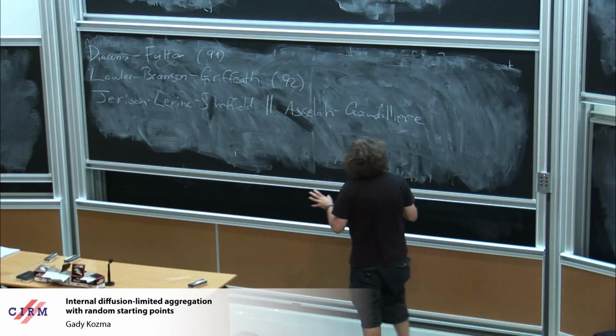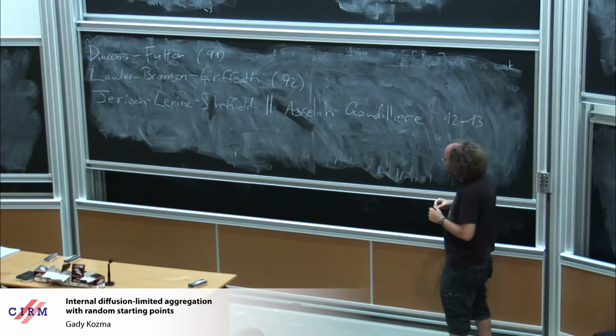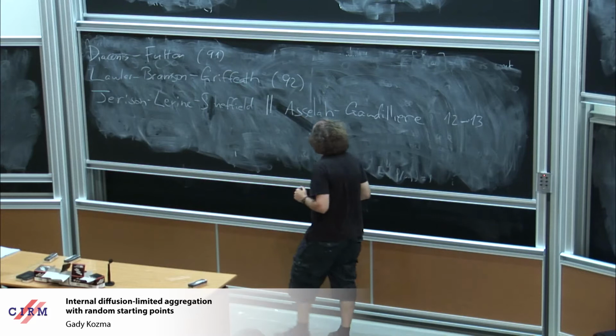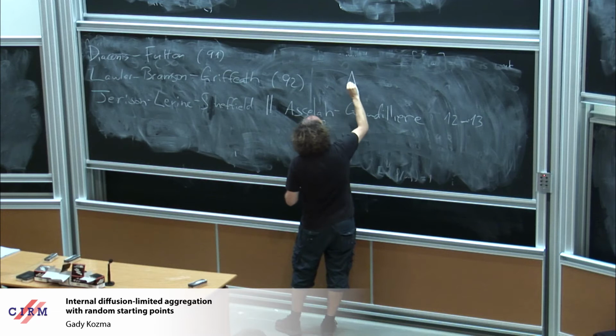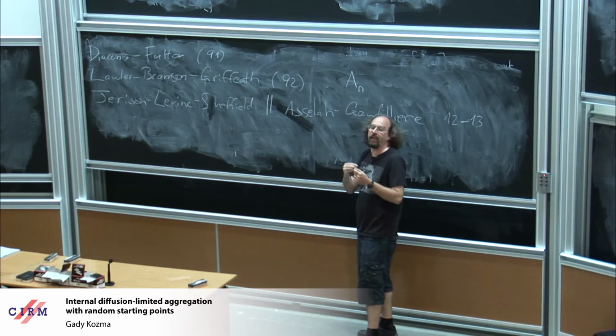Good. And this is all pretty recent work, like 2012, 2013, various papers where they did two-dimensional, three-dimensional, and so on. Let me not go deeply. But the point is that what Lawler, Bramson, and Griffeath showed is that if you look at, let A_n be the set of empty space, of eaten cookies, if you like, after n cookies have been eaten.